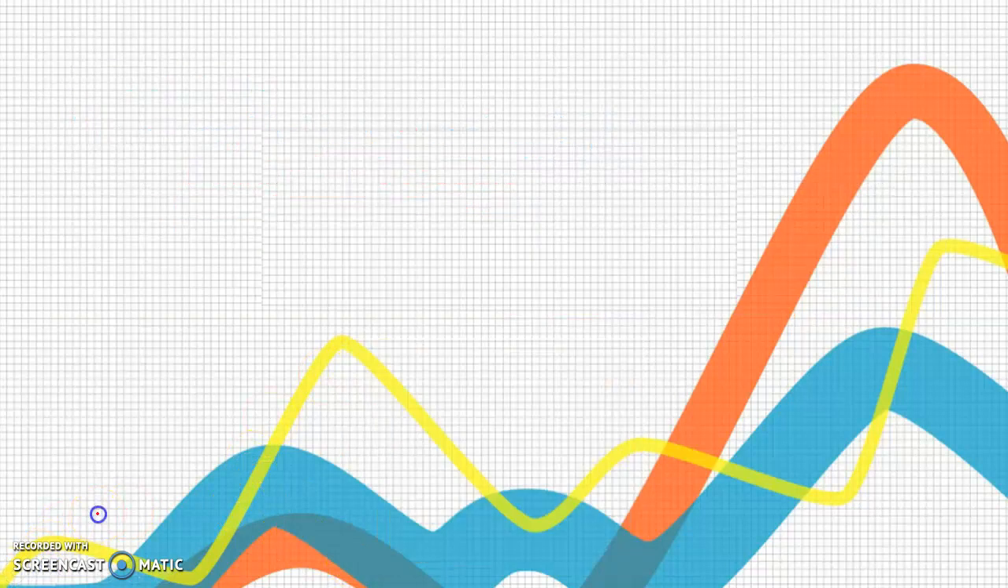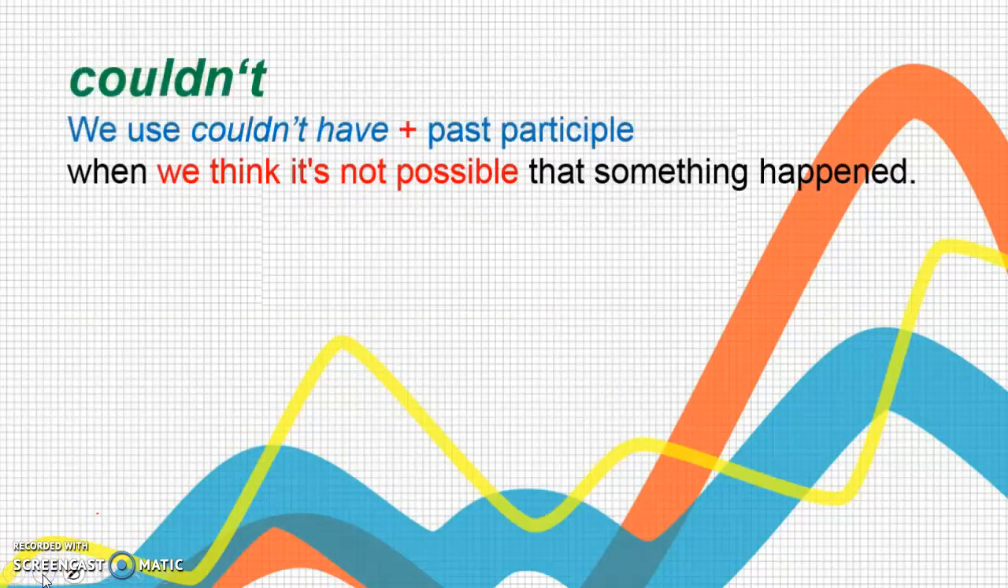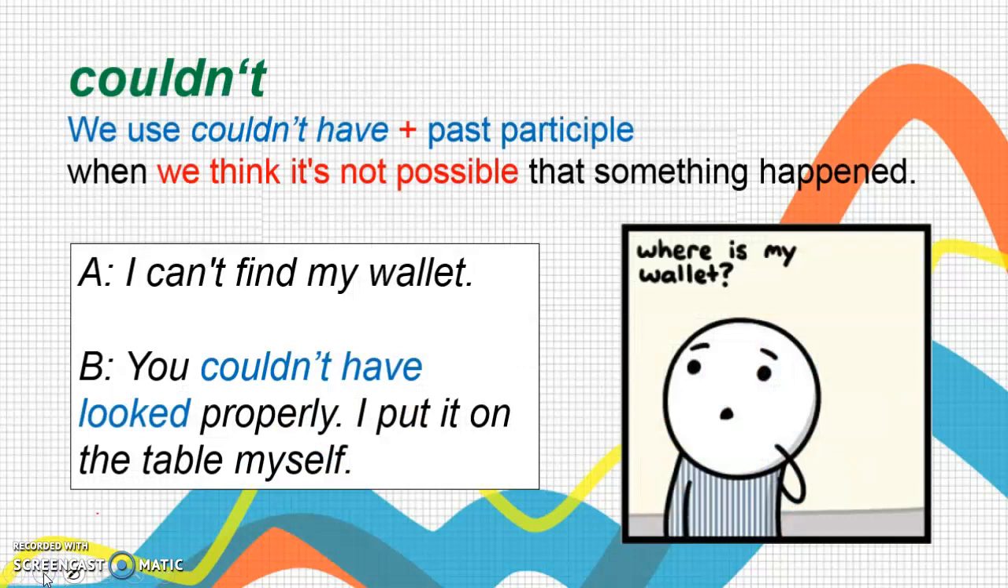Well, now I have another example with couldn't have as well. I can't find my wallet. You couldn't have looked properly. I put it on the table myself. So here we are expressing that something is not possible. It's impossible that this person looked properly, in other words, because I put it on the table myself.